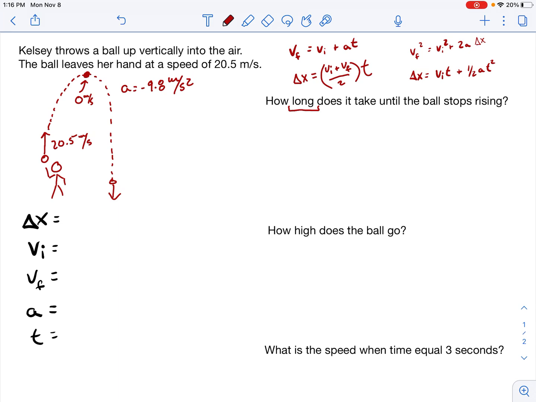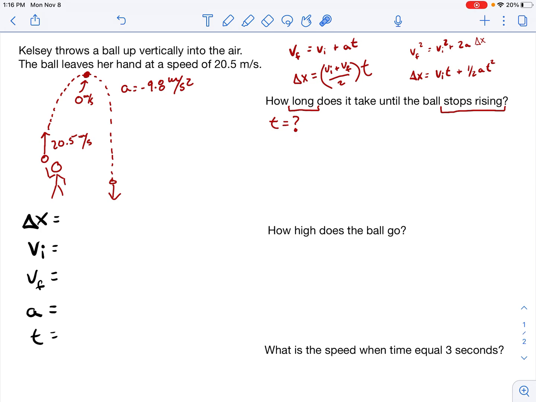Okay, so the first one says, how long does it take until the ball stops rising? In this one, when they say how long, what they're referring to is not length, but they're actually asking us for time. So time is what we're looking for. And then the other key piece of information here is that it says until the ball stops rising. What's important about that is that's the point that we had right here. And so we're going to be taking a look at the ball from here to there, just the first half of its little journey up into the air.